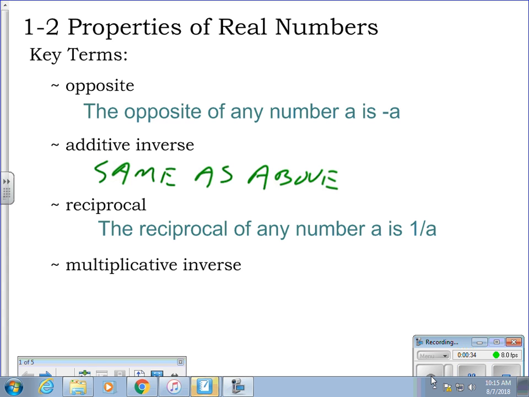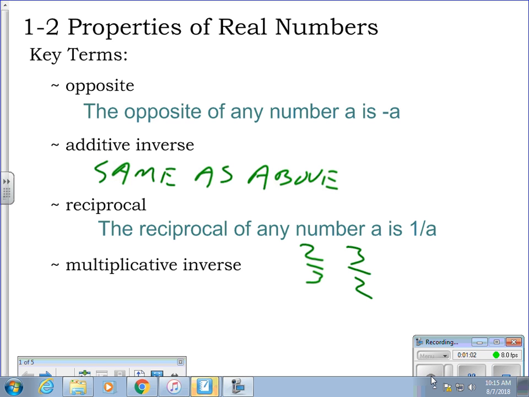Okay? The reciprocal of any number, A, is 1 over A, whether it's positive or negative. If it's already a fraction, for example, 2/3, then the reciprocal of that is 3/2. Okay, that's what the reciprocal is. You just take it and flip it over. Make it a fraction, flip it over. Reciprocals have the same sign.